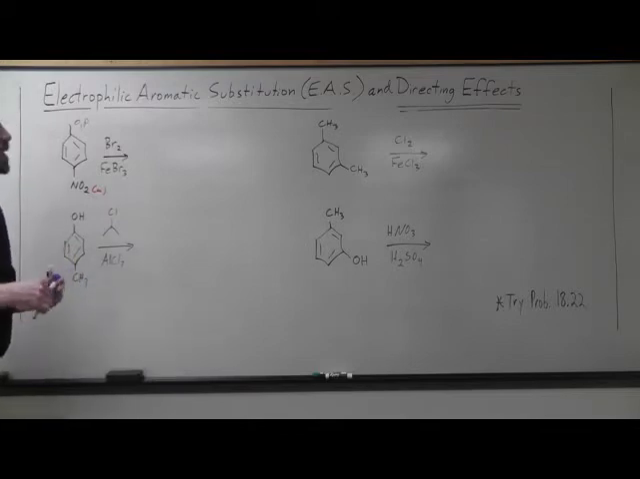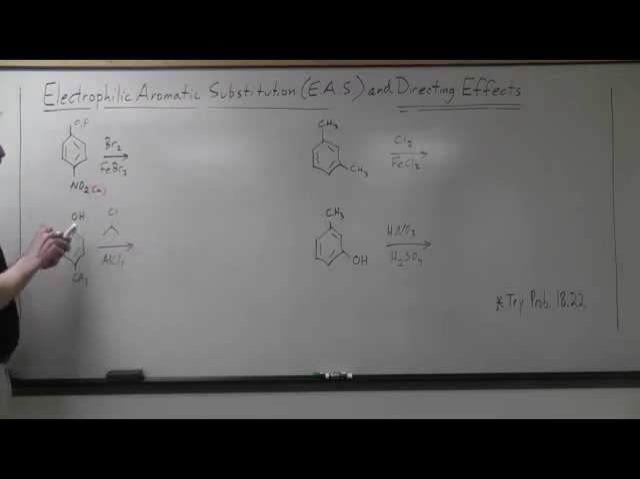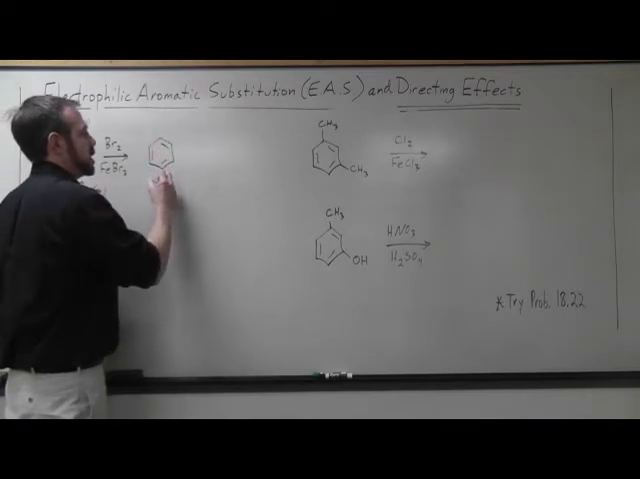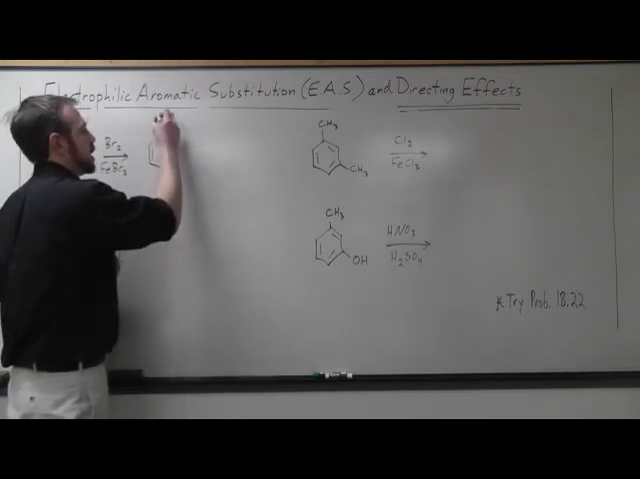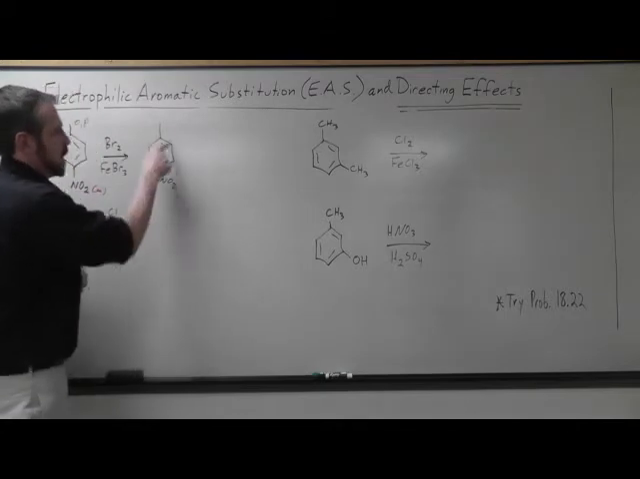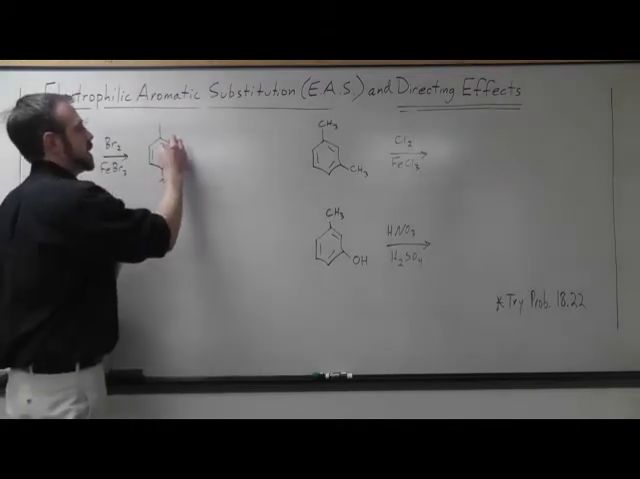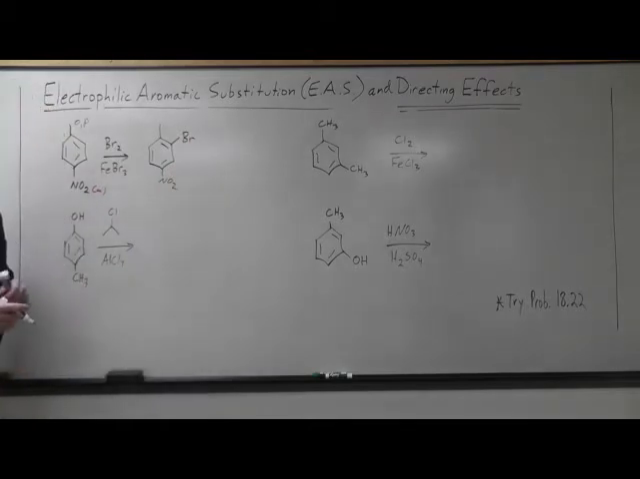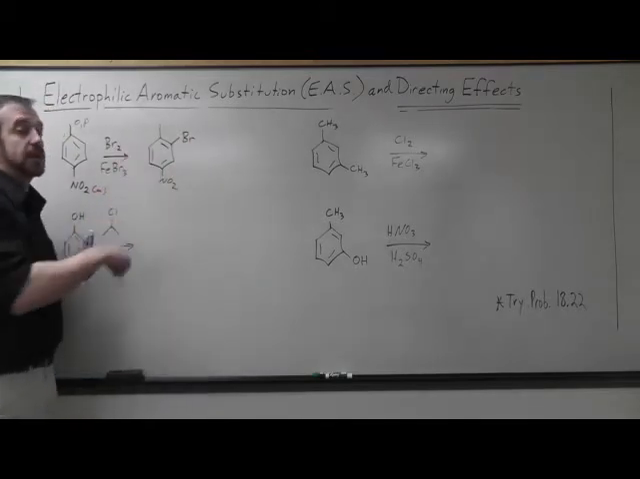And so these are easy to predict because basically the substituents are in agreement on where the group should go. The nitro wants it meta from it, and the methyl wants it ortho or para. The para position's already been taken, so the only place for the bromine to go is in that ortho position, and it would be the identical spot over here.